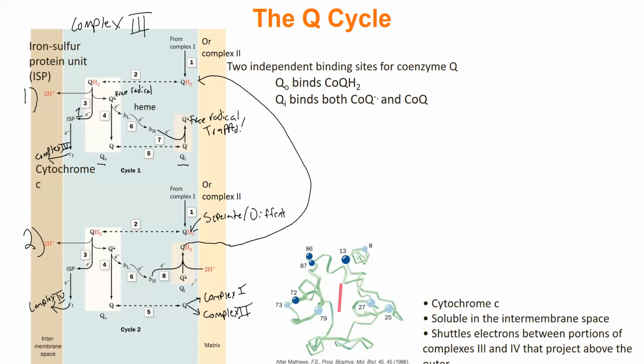Because the Q, we need to recycle to go back to complex 1 or 2 anyways. If you ran out of coenzyme Q, you couldn't move electrons anymore. Then the other Q, we can just recycle immediately. So other questions about how the Q cycle works? Anything from here that wasn't clear, or anything at all?